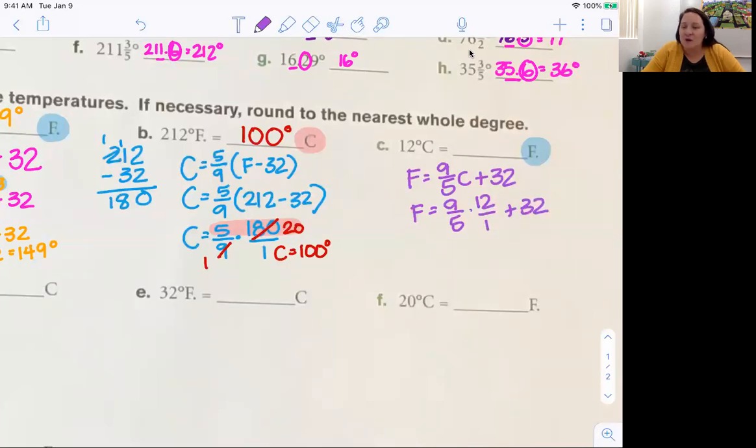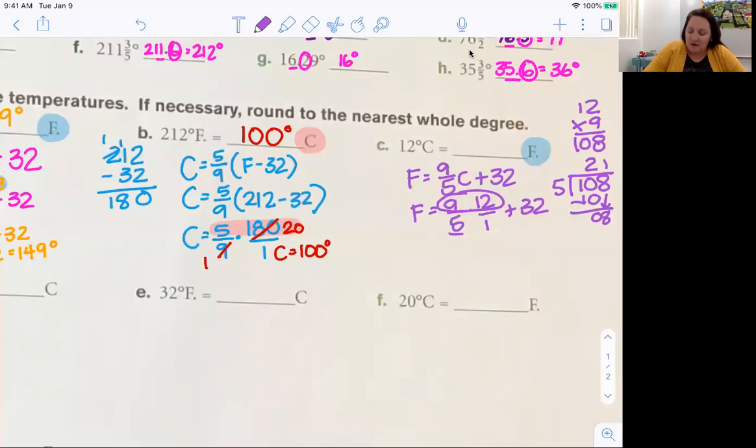Now, do 5 and 12 share a common factor? They do not. So what we'll need to do is to multiply 9 times 12 and then divide by 5. 12 times 9 is 108. And then we're going to do 108 divided by 5. 5 goes into 10 2 times. Subtract. 5 goes into 8 one time. And I get 3/5. So 21 3/5.